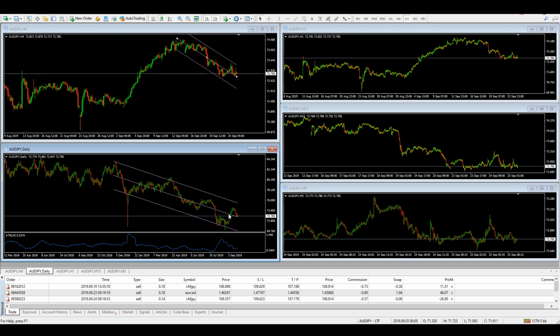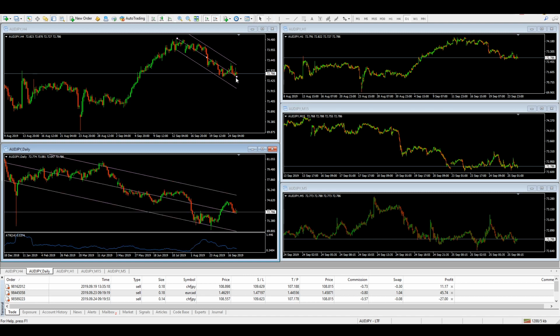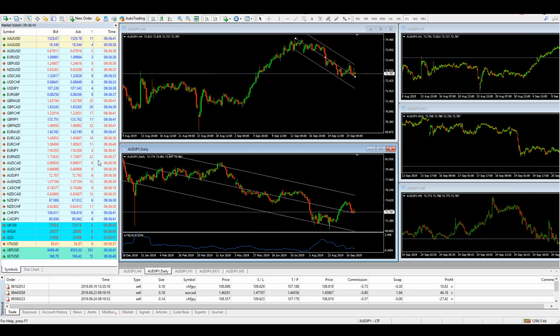So AUDJPY, bearish on this overall. Similar story to the other two that we've looked at, but I would probably leave this. This is a similar one to the one we just looked at, the what was it, AUDCHF. So this is a very similar story to that one. So it's a case of picking between those two.